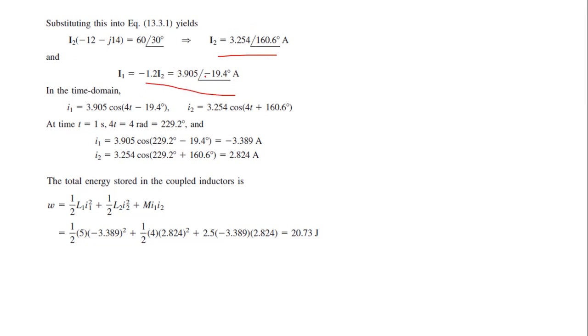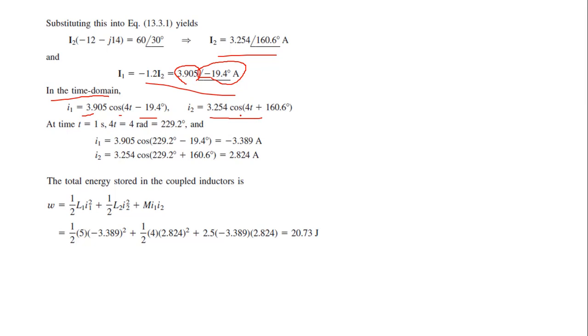These two are in the phasor domain, so convert them into the time domain. You know how to convert into the time domain. So I1, this is the magnitude, 3.905 cos(ωt). The omega value is given as 4, so 4t. The angle is minus 19.4. So minus 19.4. Similarly I2 is written.